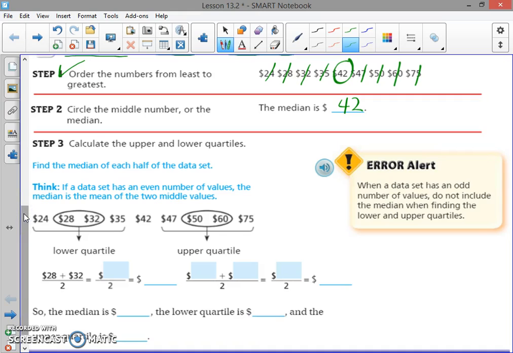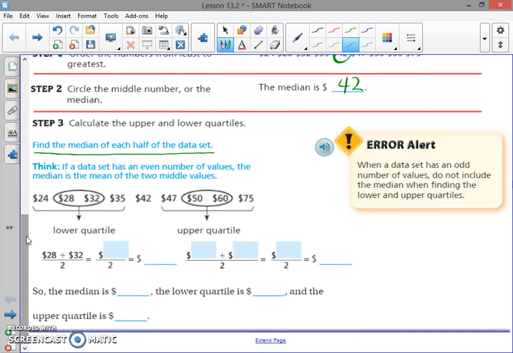Step 3, calculate the upper and lower quartiles. Well, let's take a look here. The median of these numbers would be the lower quartile, and the median of these numbers would be the upper quartile. So find the median of each half of the data set. If a data set has an even number of values, the median is the mean of the two middle values, which we already know, but we're lucky because this set is odd.